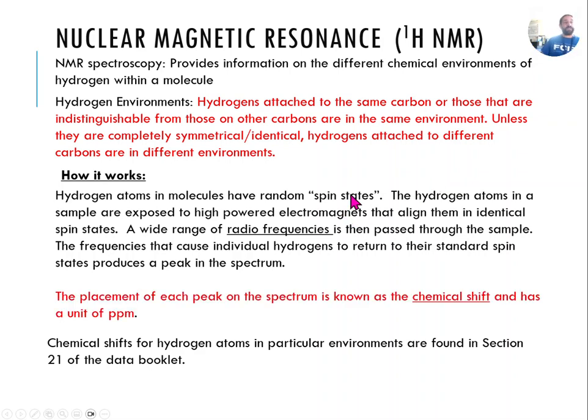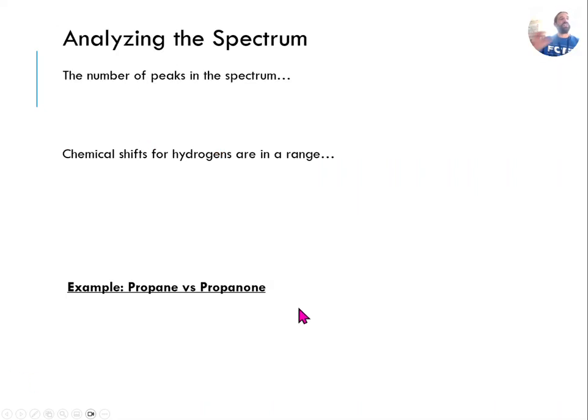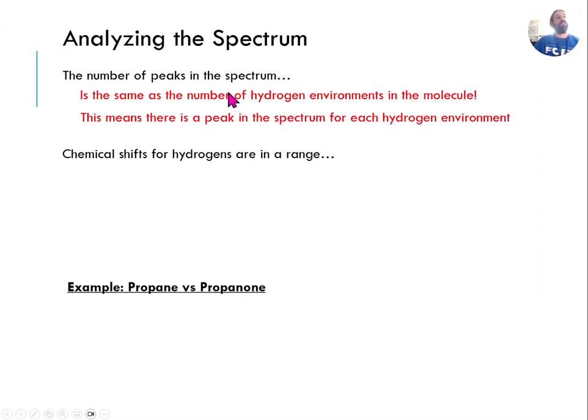All right, so the placement of each peak is called the chemical shift, and the unit is parts per million. Take a minute and look at your data booklet in section 21 so you can see what we're looking at. So when we analyze the spectrum, the number of peaks in it is the same as the number of hydrogen environments in the molecule. So there'd be a peak in the spectrum for each environment.